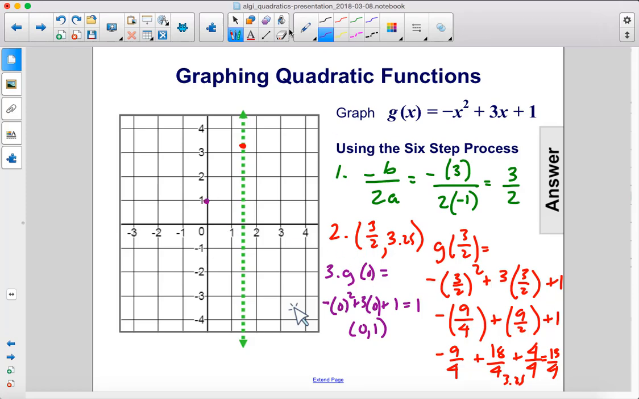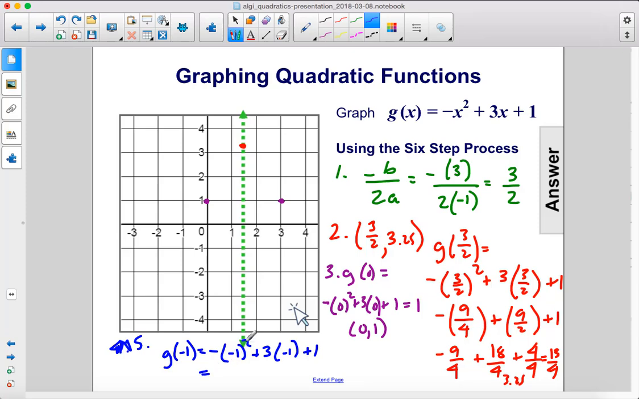All right, our next step is, let's do over here, we have a mirror point. So we're just going to mirror that point. So we go there, 1.5 times to this side. Next, we're going to choose one more point. Let's choose when x is -1. So, when x is -1, g of -1 equals -1 squared plus 3 times -1 plus 1.